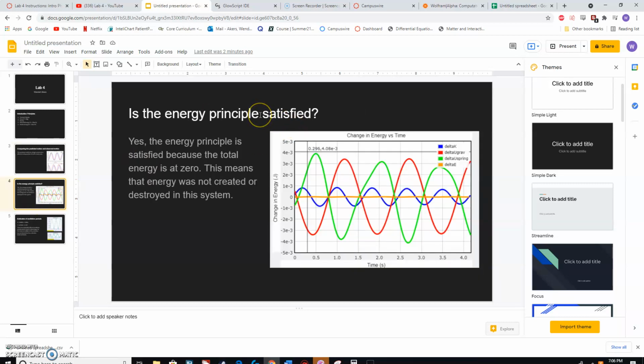And is the energy principle satisfied? Yes, it's satisfied, because on the graph the change in energy, or the total energy, is zero. That means that energy wasn't created or destroyed in the system, so the energy principle applies here.